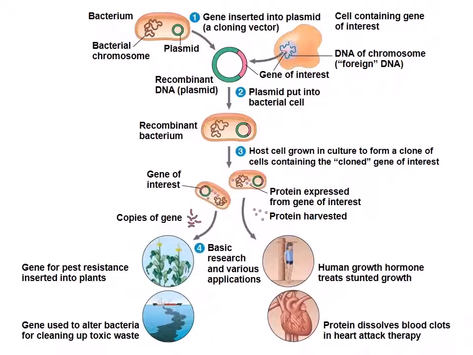For example, it could be used to produce human growth hormone, or a protein that dissolves blood clots in heart attack therapy. Or you could just use the copies of the gene to introduce the gene for pest resistance into plants, or we could alter bacteria for cleaning up toxic waste and oil spills. So that is how we can use a bacterium to clone a particular gene and what we could do with that.